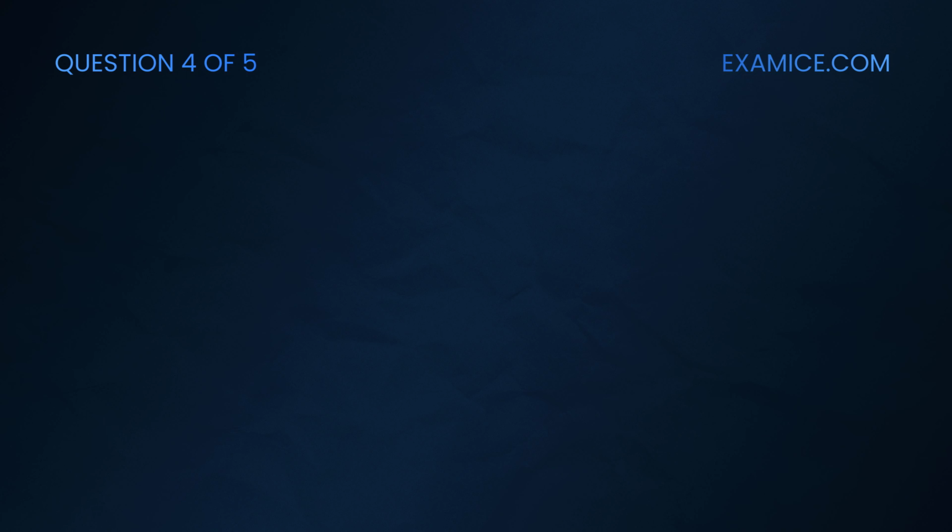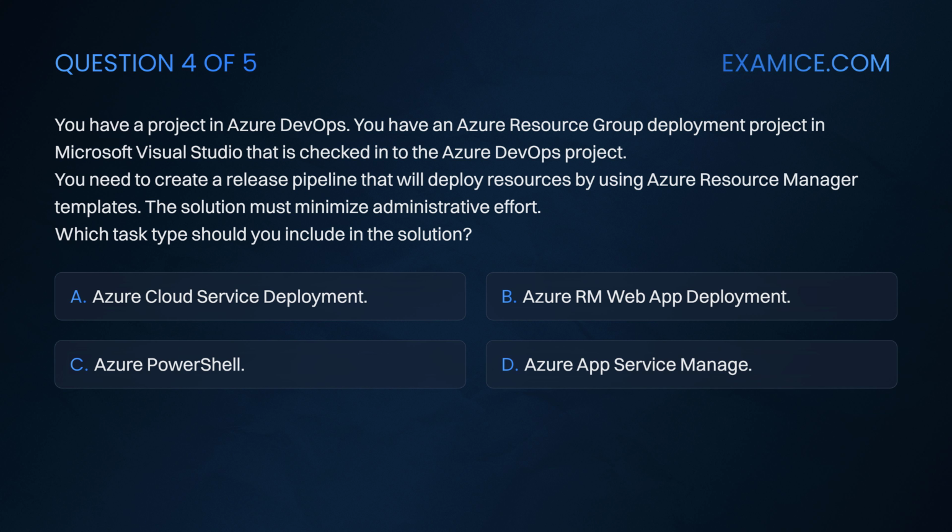Question 4. You have a project in Azure DevOps. You have an Azure Resource Group deployment project in Microsoft Visual Studio that is checked into the Azure DevOps project. You need to create a release pipeline that will deploy resources by using Azure Resource Manager templates. The solution must minimize administrative effort. Which task type should you include in the solution?